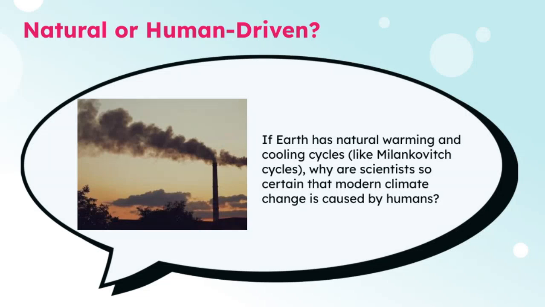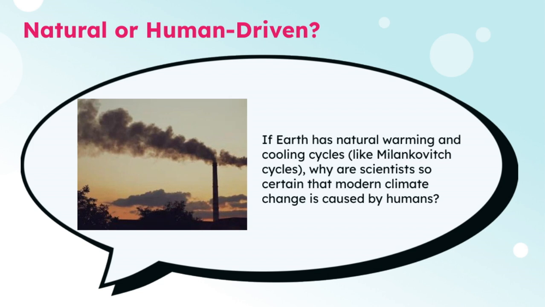Now let's tackle a really important question. If Earth has natural warming and cooling cycles, like Milankovitch cycles, why are scientists so certain that modern climate change is caused by humans? This is a key evaluation question. It is true that Earth's climate changes naturally. Milankovitch cycles, volcanic eruptions, solar variation, and natural greenhouse gas changes have all affected climate in the past.